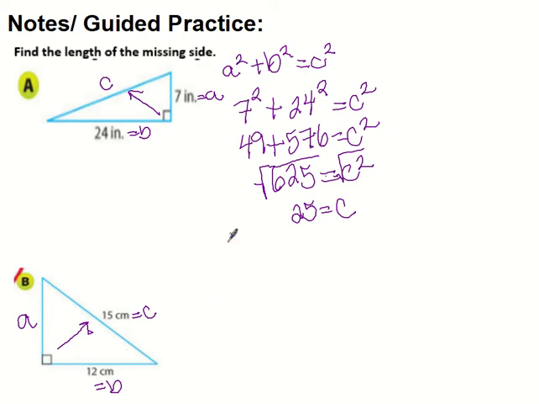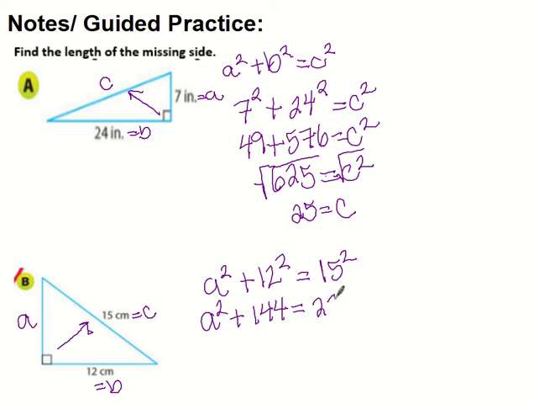So I'm going to fill in my formula. I'm going to go A squared, because I don't have A, plus 12 squared, because that's what I labeled as B, equals 15 squared, because that's C. So this form right here never changes, just how we solve it is going to slightly change. So I'm going to go A squared plus, well, 12 squared is 144, equals 15 squared, which is going to get 225.